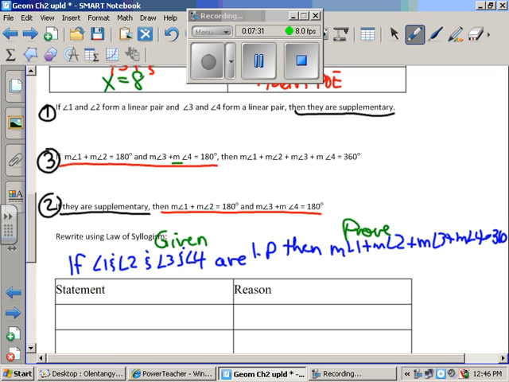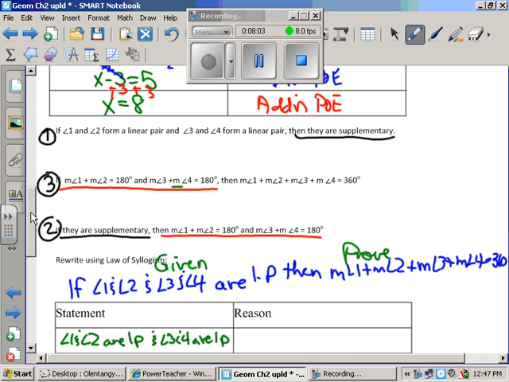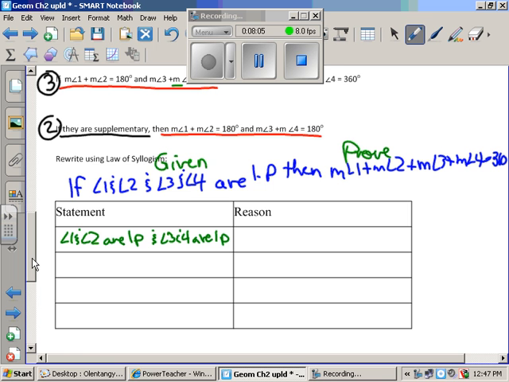All right? So if I'm going to write it in here, the first thing I write is my original hypothesis, my given. So that would be angle 1 and angle 2 are a linear pair, and angle 3 and angle 4 are a linear pair. And why? Well, we'll do the reasons later. Okay? So if they're a linear pair, then what? They're supplementary. Good.